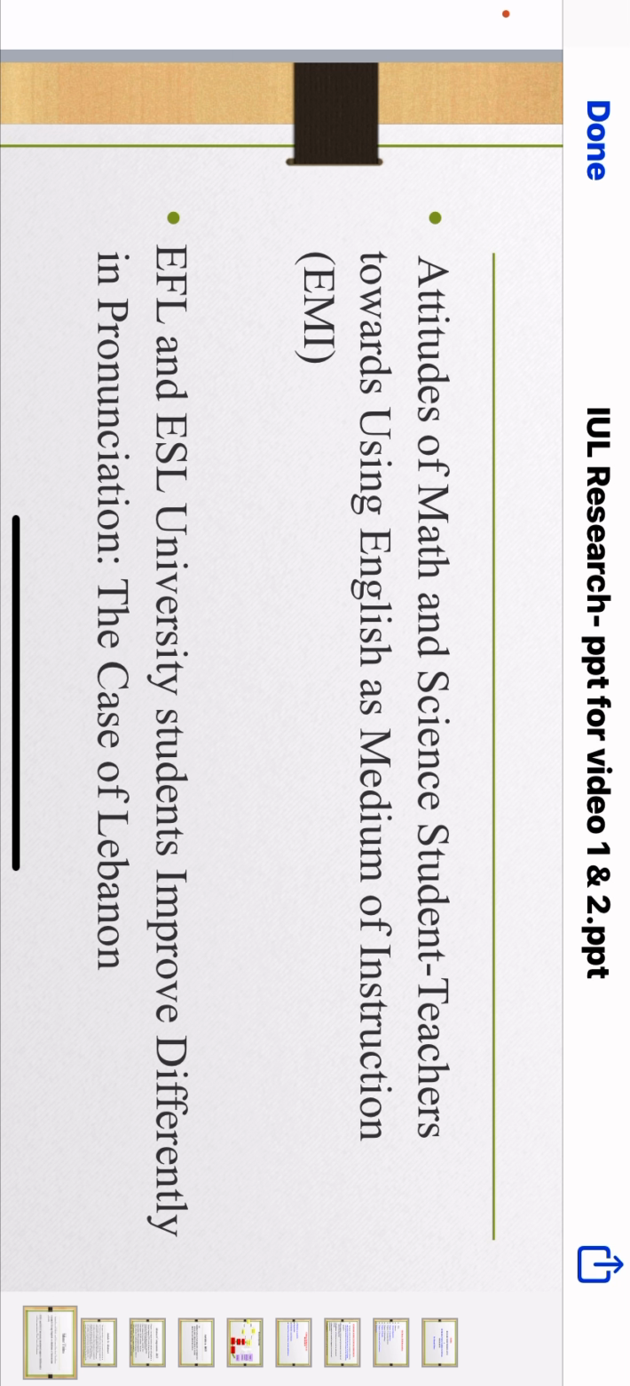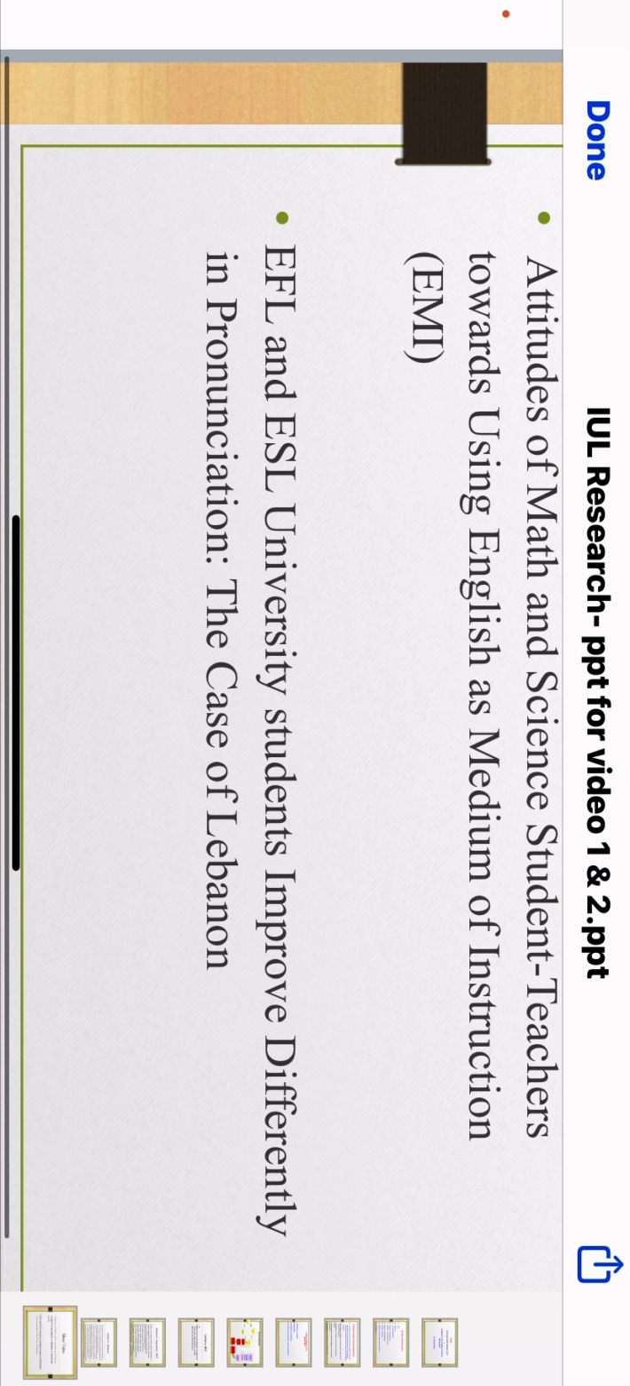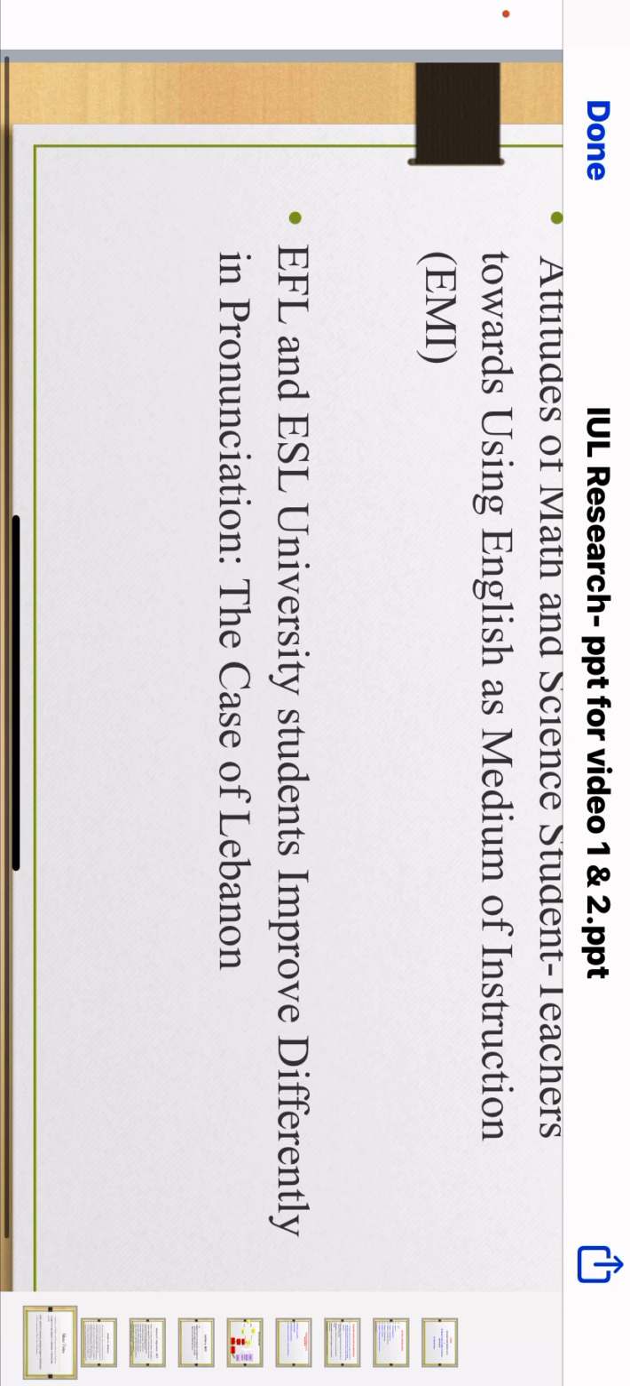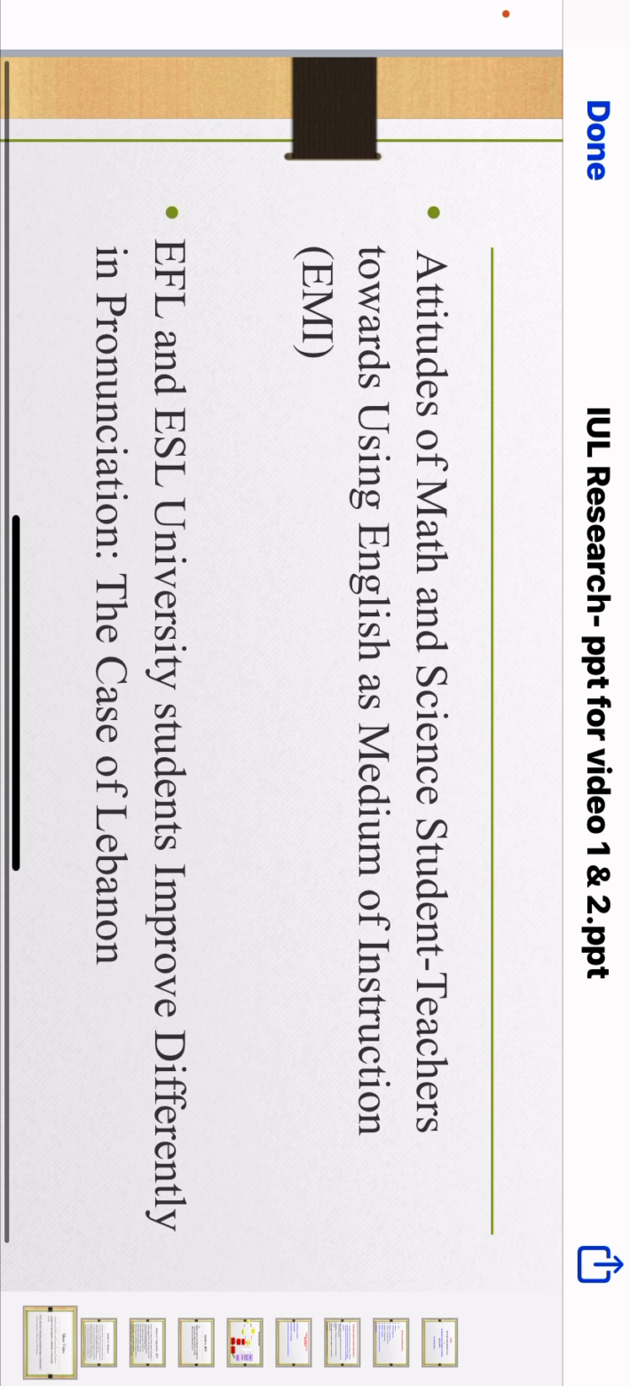The case of Lebanon, so the context is in Lebanon. This is a Lebanese study. And we are studying basically the difference, the pronunciation of these two groups, and trying to find out which one improved more, and we found out that they have difference in improvement. This is basically the importance of titles. We talked about abstract.